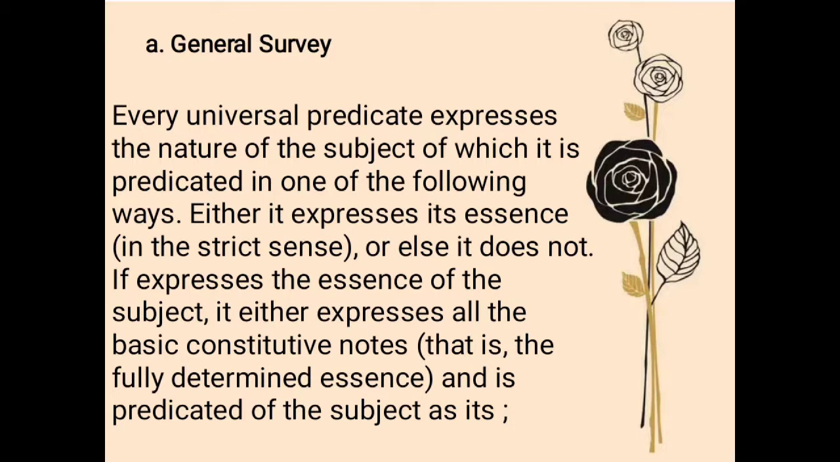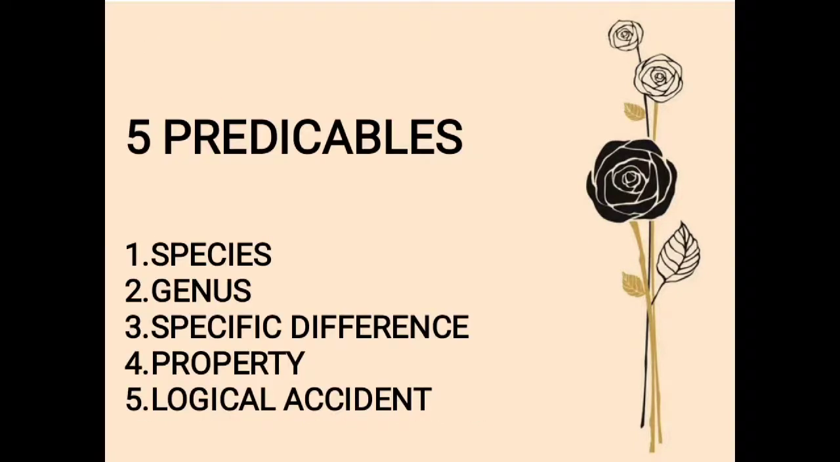The first thing we need to give is what we call a general survey. It defines each of them very briefly and explains why there are five predicables. General survey: every universal predicate expresses the nature of the subject of which it is predicated in one of the following ways. It either expresses its essence in the strict sense, or it does not. If it expresses the essence of the subject, it either expresses all the basic constitutive notes, or the fully determined essence, and is predicated of the subject as such. So we have the five predicables, and those are the species, genus, specific difference, property, and logical accident.